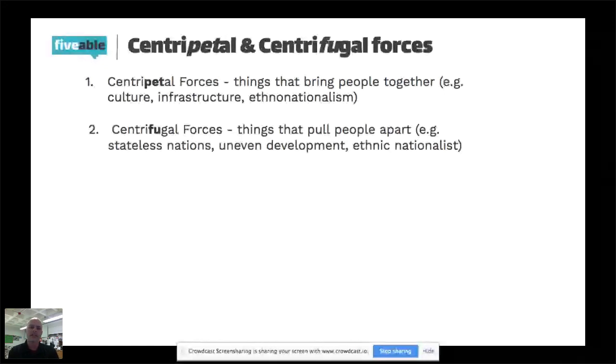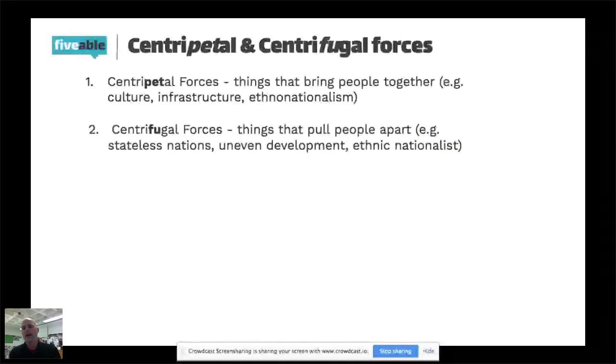Different ethnicities in different states. Uneven development can also do the same thing. A good example again is Catalonia. Catalonia does very well for itself, while not all parts of Spain do, so they voted out. That's a centrifugal force.